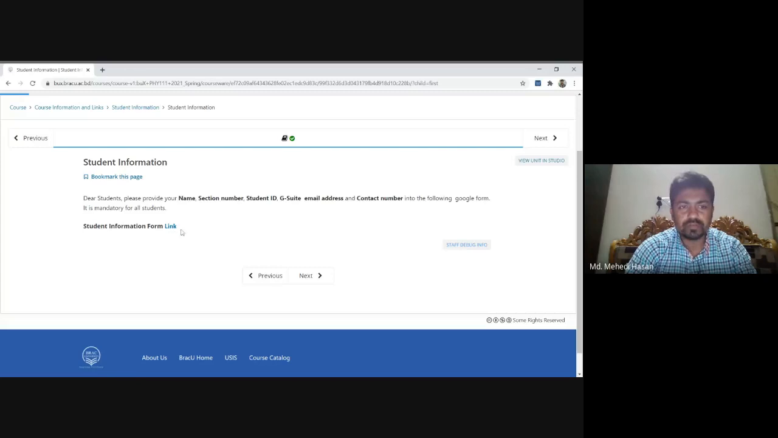Google form. Through this Google form, you have to submit student information. This is the form. I think everyone has submitted it, but whoever has missed it, just upload the form.